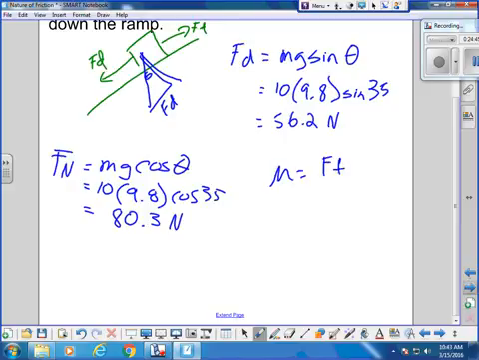Mu equals FF over Fn. What's the mu value here, Nate? 0.15 this time. FF is what we're solving for. Fn is this 80.3 that we just calculated, giving me friction force FF. Cole, I'm going to have to rely on your calculator abilities again. 12.045.